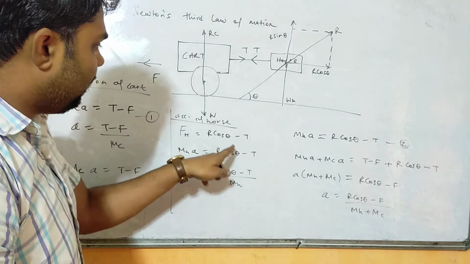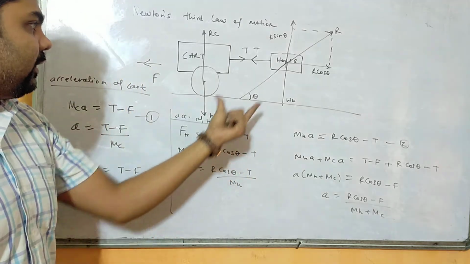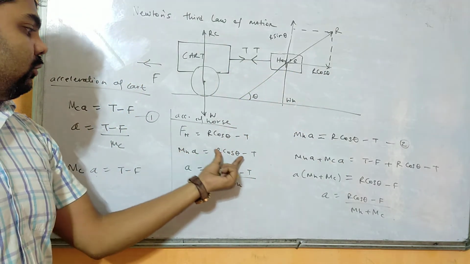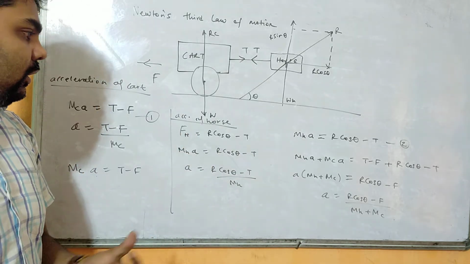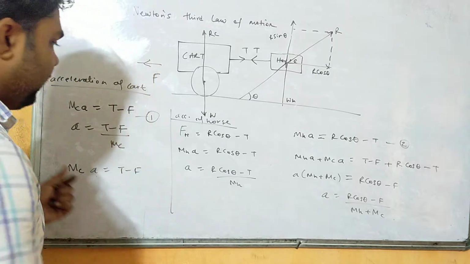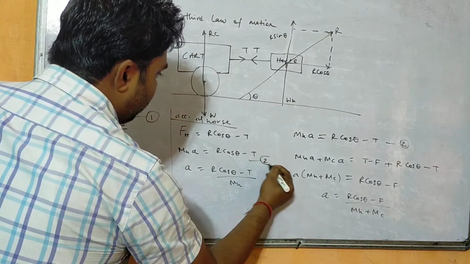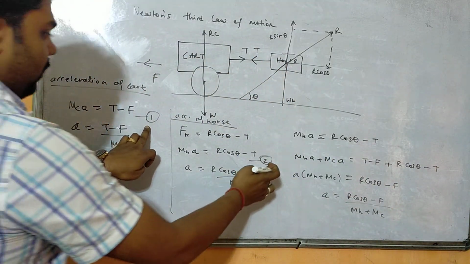From the other equation, the force on the horse, R cos theta, must be greater than T. So Fh can be written as MHA equals R cos theta minus T. F equals MA. Now if we cross multiply, what will we get here? If you don't cross multiply, let us consider these two equations only. This is equation number 1 and this is equation number 2.